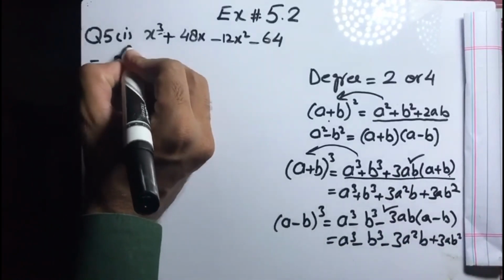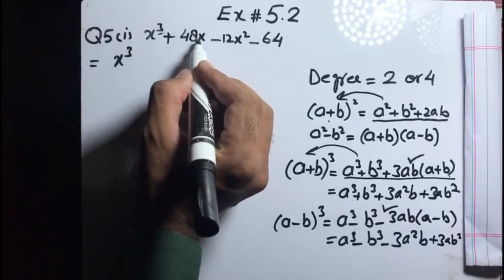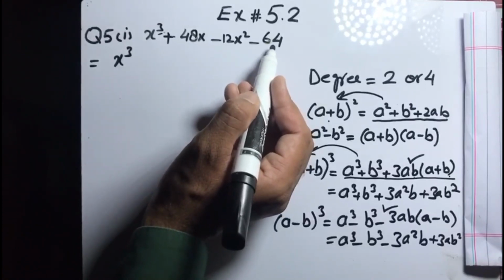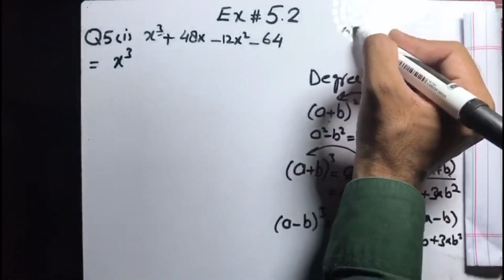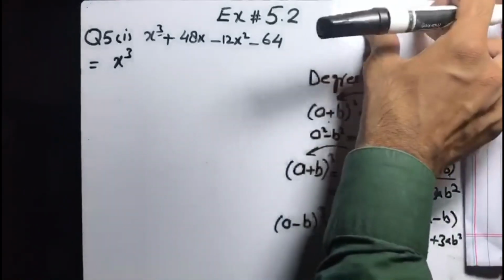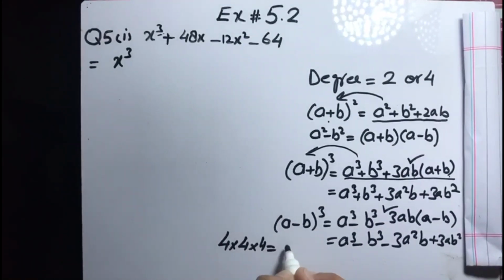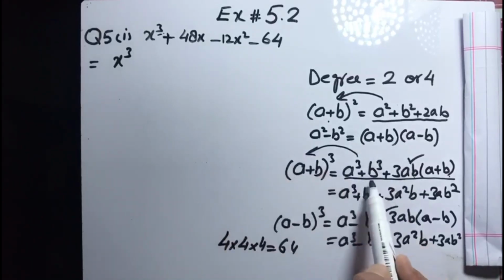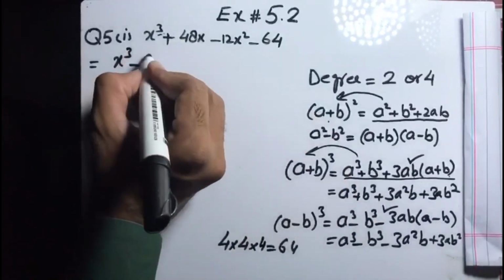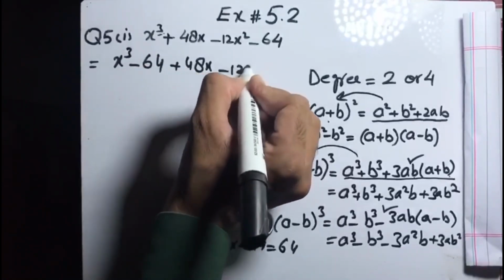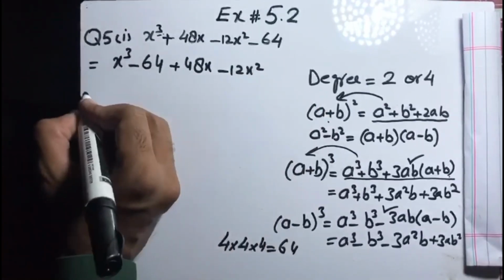Here x cube, you can see 48x is not a cube of any number, but 64 is a cube of 4. If we multiply 4 three times, we get 64. It means 64 is the cube of 4. So in this formula b cube is written at the second place, so we write minus 64 at the second place, then we write 48x minus 12x square.